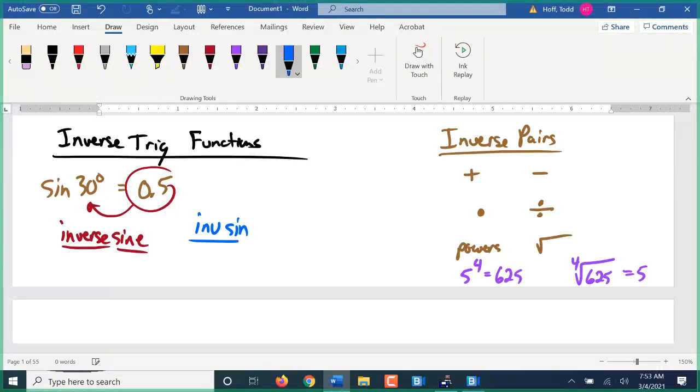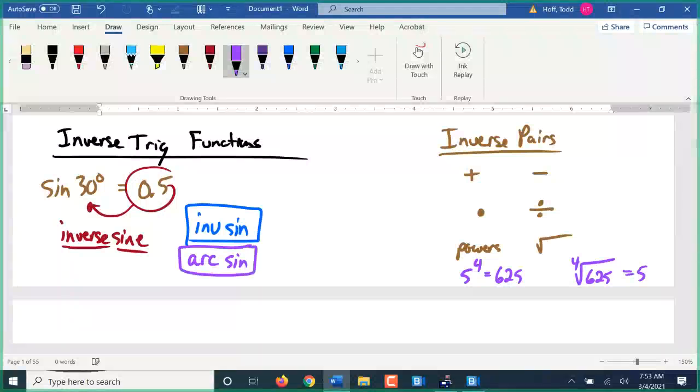The simplest one is just that, INV-SIN, inverse sine. Another common one is arc sine.